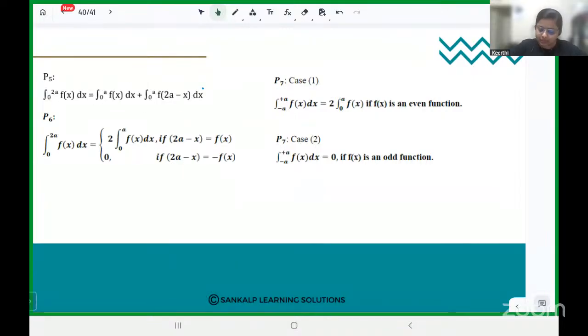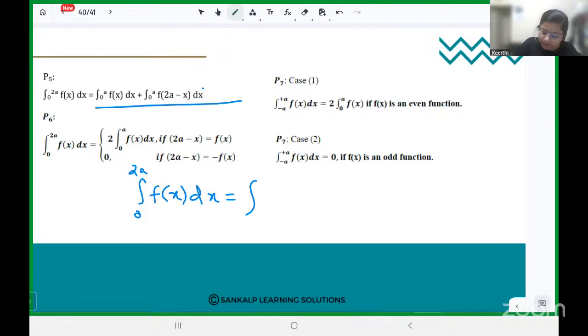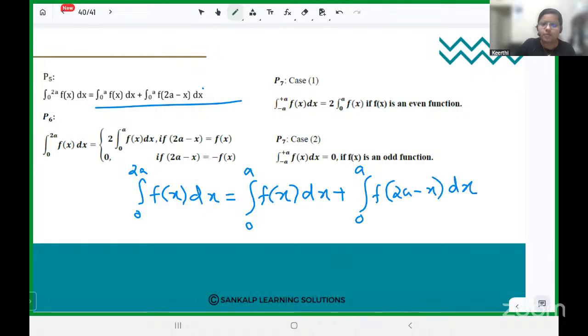Here we know integral 0 to 2a f of x dx is equal to, we can split like this. According to this property, we can split as integral 0 to a f of x dx plus integral 0 to a f of 2a minus x into dx. Okay, we can split it like this according to this property.